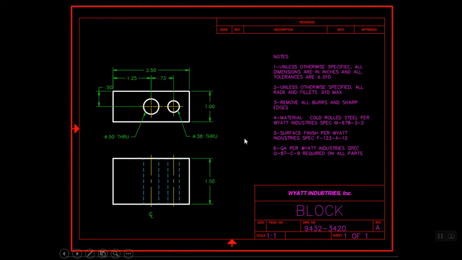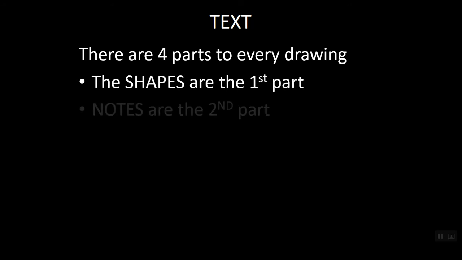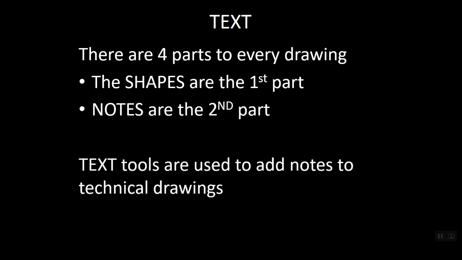So here is a typical drawing for a mechanical device or a mechanical part that shows you the pictures along with the text. So text is just one of the parts to a drawing. There are 4 parts to every drawing, and the shapes are the first part. And we've done a bunch of drawing of shapes. But the notes, the annotations, these are the second part, and they are essential. If we don't have the notes, the drawing's incomplete. So we'll use text tools to add notes to our technical drawings.